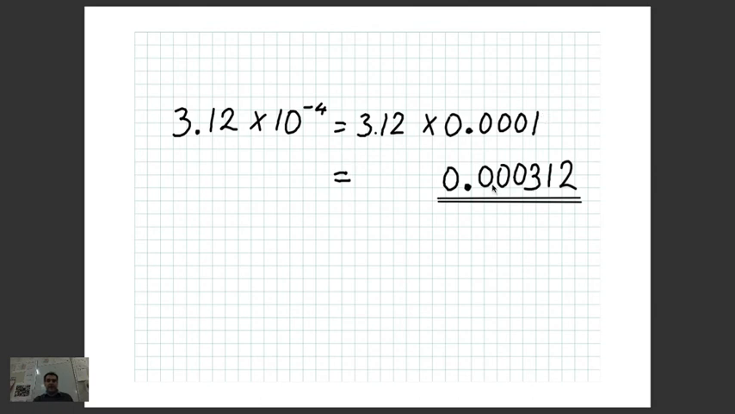So 0.000312, you can hopefully see that that's 3 times as big and a bit than 0.0001. So final answer, 0.000312, and writing things in columns like that helps you to get the right number of zeros and the decimal in the right place.